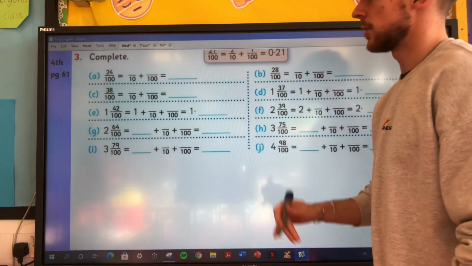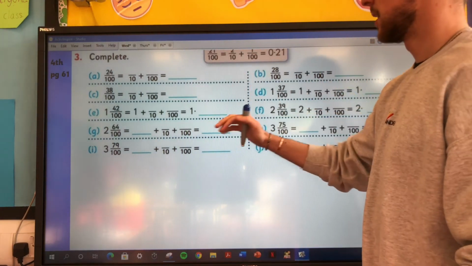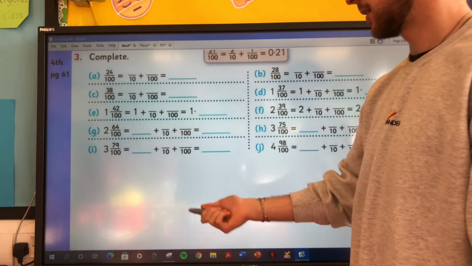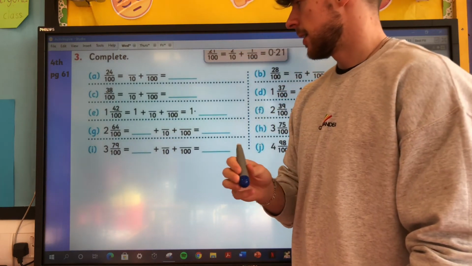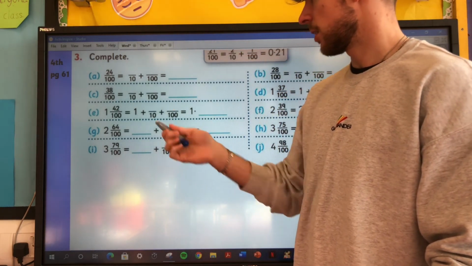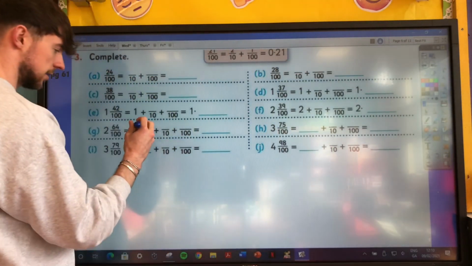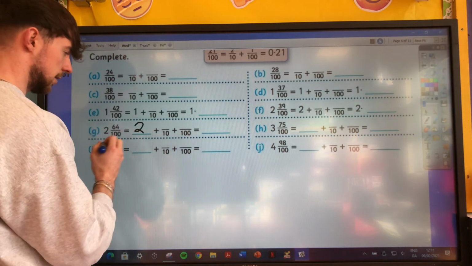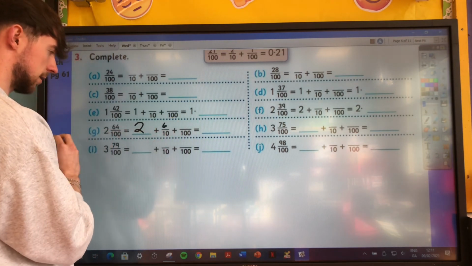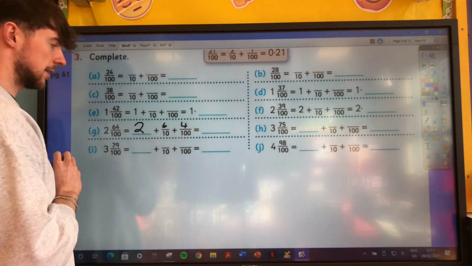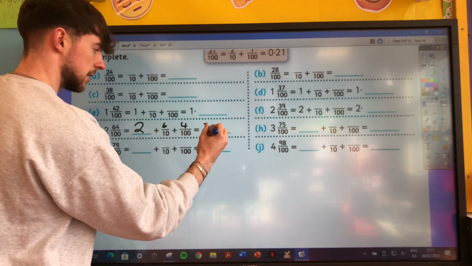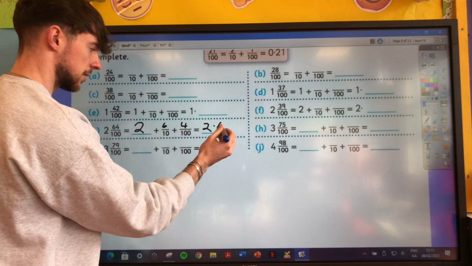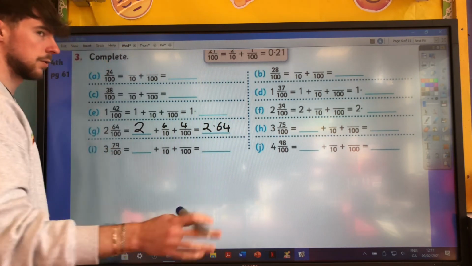Okay, and then the last one, question 3. You do the exact same thing, except sometimes you're going to be changing it backwards, right? So it's going to be a little bit harder. So for example, here we have 2 and 64 over 100. So what's our whole number here? Our whole number is 2 plus what? How many tenths? 6. How many hundredths? We have 4. And what's that as a decimal? So we have a whole number, so that's 2 point, what's in our tenths column? 6. What's in our hundredths column? 4. Very simple, you should have no problem with these, right?